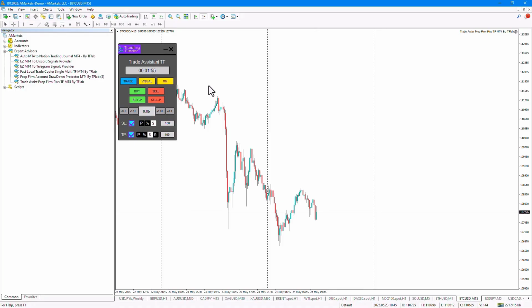Prop firm traders can easily control their emotions and excitement in the market using this Expert Advisor and customize the expert settings based on their trading strategies. They can also avoid unnecessary losses and turn their trades into consistent profitability. This Expert Advisor has the ability to guide traders towards sticking to the principles of their trading plan.